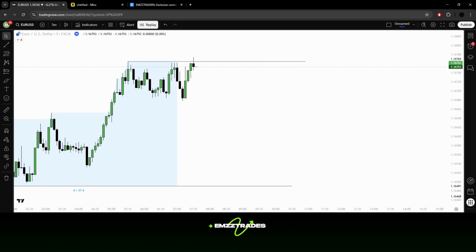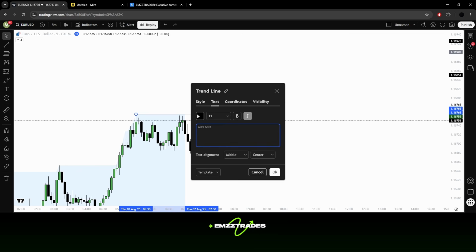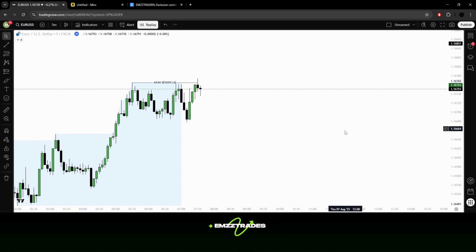So if I play price forward now, you can see that the highs have completely been swept, which means now we're going to be taking the trade towards the downside, which means we do trade the reversal, right? So what I'm going to type here is Asian session liquidity, right? As you can see, Asian session's liquidity has completely been swept.